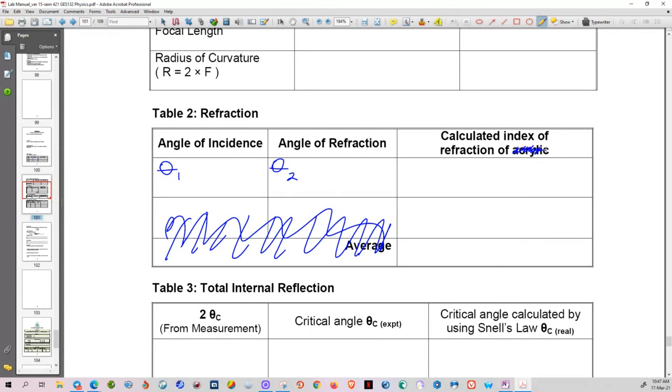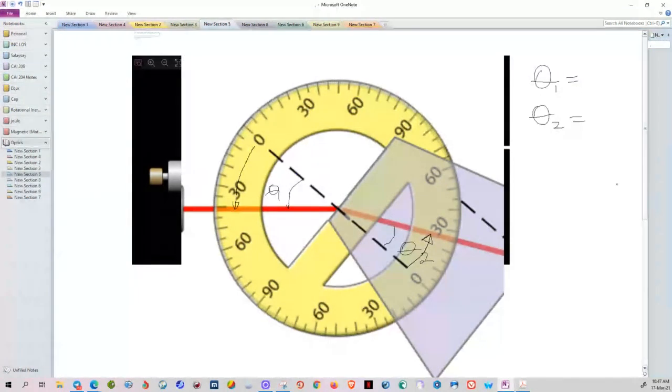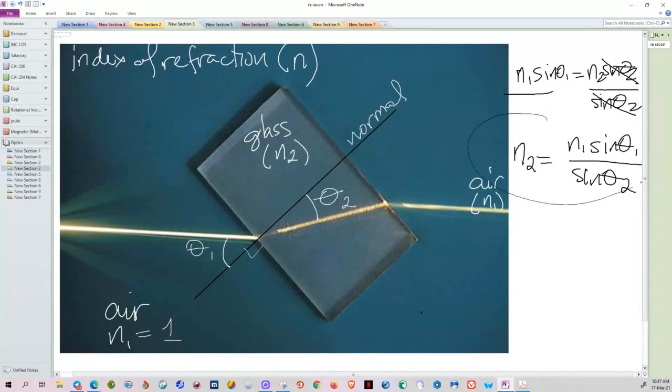Instead of acrylic, we are using glass, okay? What is N1? Just so you will remember, it's air. It's equal to 1. Index of refraction of glass, it is N2. How do we find N2? As we go back to the notes which I wrote, N2 is given by this equation: N1 sine theta 1 over sine theta 2.